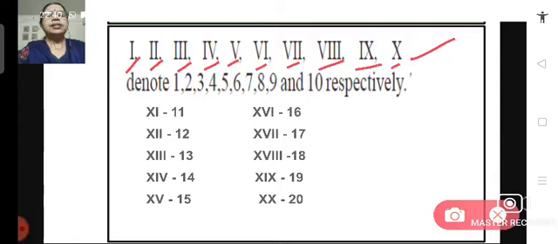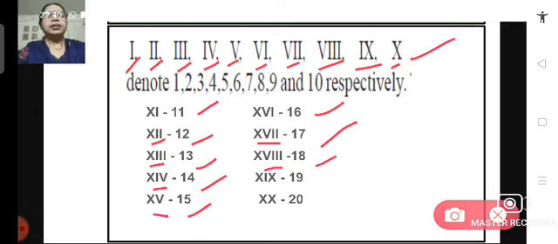Similarly, we have XI which represents 11, XII represents 12, XIII represents 13, XIV represents 14, XV represents 15, XVI represents 16, XVII represents 17, XV and 3 times I represents 18. Similarly, we have XIX, that is 19, and 2 times X is 20.